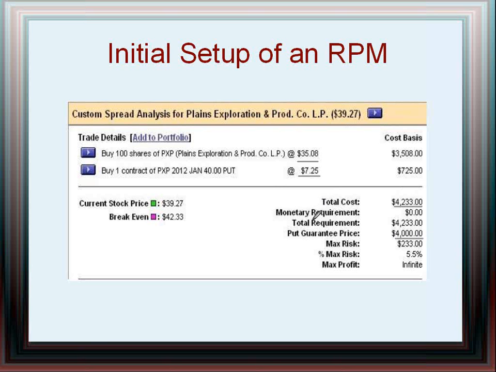We're guaranteed the right at any time between now and January expiration to sell to close our 40 strike put, to sell our stock at $40. Okay, so our maximum risk is only $2.33 or 5.5%.